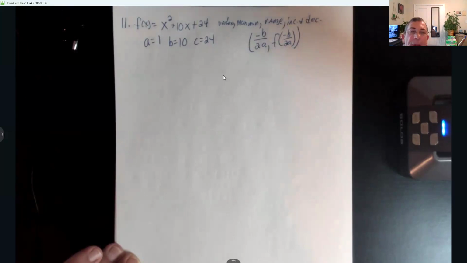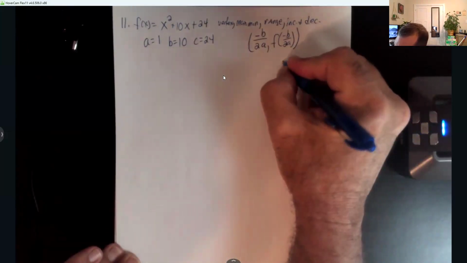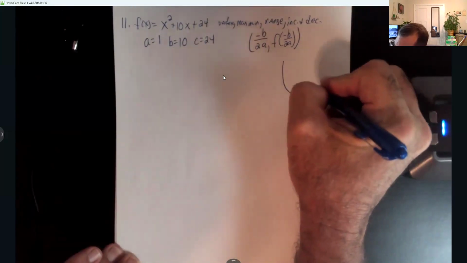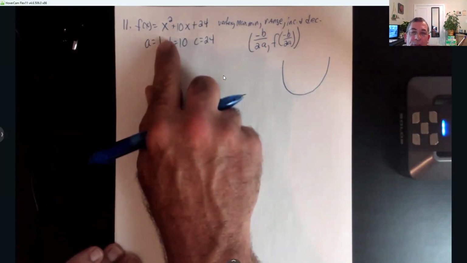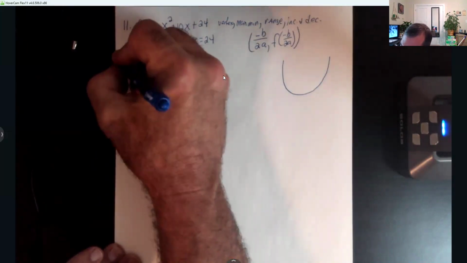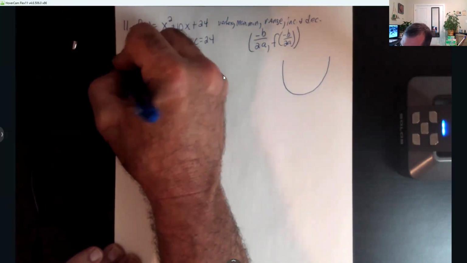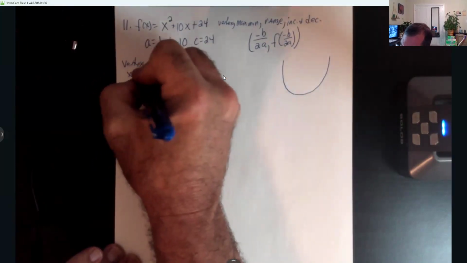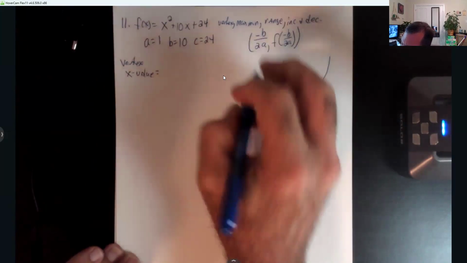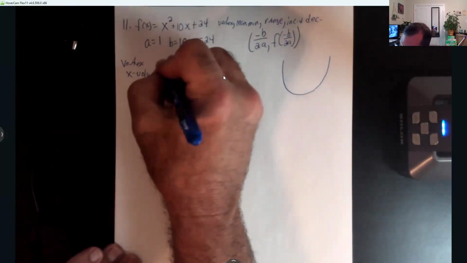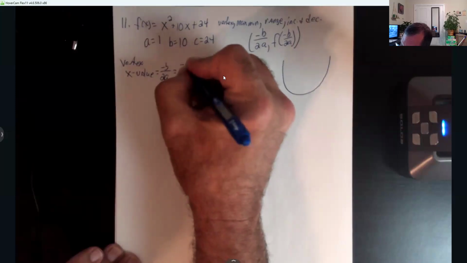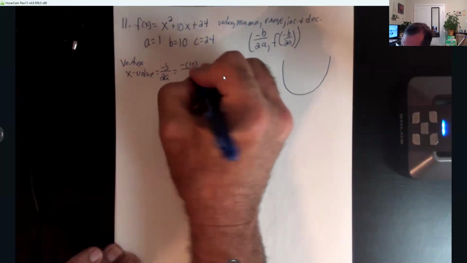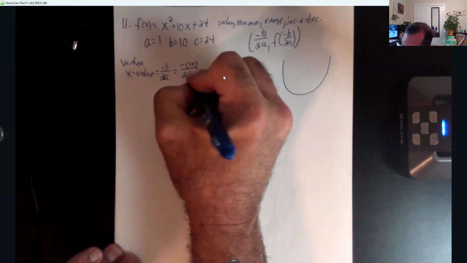It will definitely be a minimum. Good job. So I know my parabola is going to have a minimum because a was positive. All right, y'all, so let's get the vertex first. On the vertex, I'm going to get my x value, and that equals negative b over 2a. So that'll be a negative times my 10 over 2 times my 1.